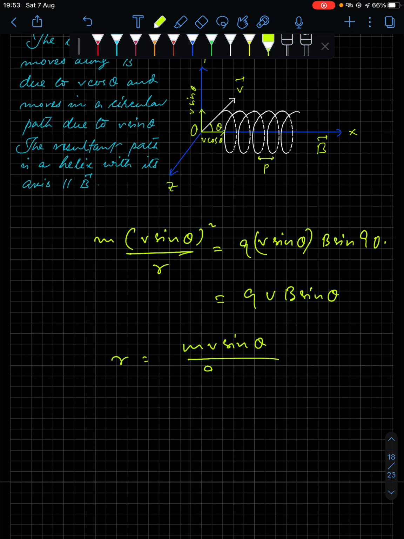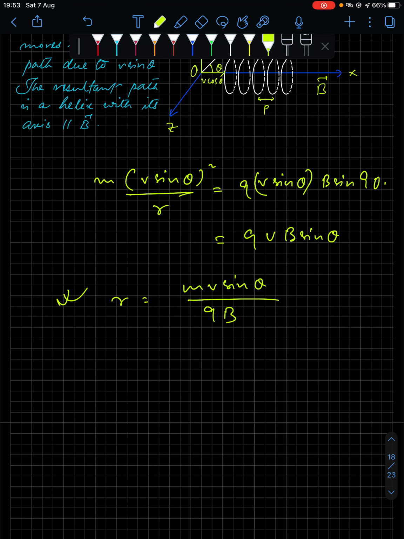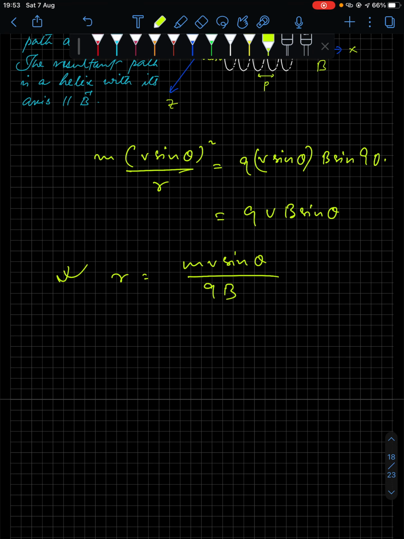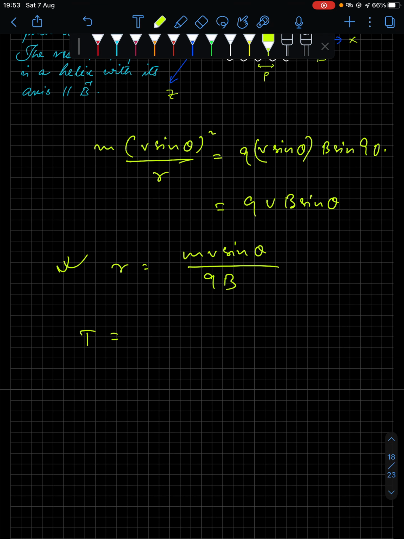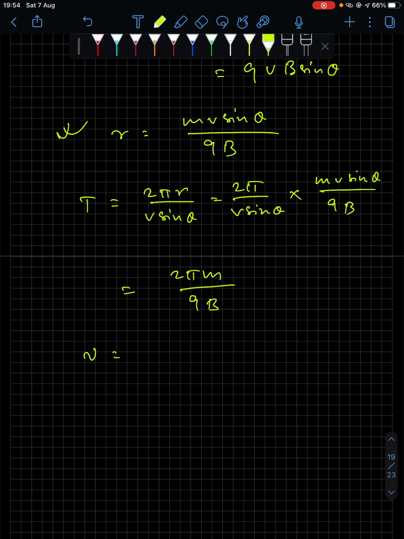So after calculation you get a radius relation as m v sine theta divided by qB. Previously it was mv by qB, now you have mv sine theta by qB. The time period relation will however stay the same, because it is 2 pi r by v sine theta. Previously it was 2 pi r by v. So 2 pi by v sine theta into r, which is m v sine theta divided by qB, and therefore it gives you 2 pi m by qB only.